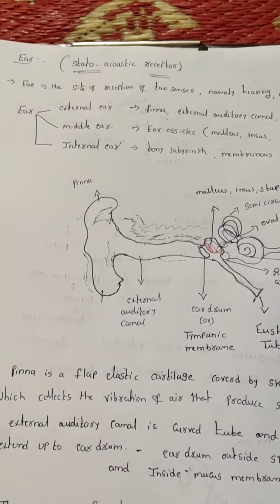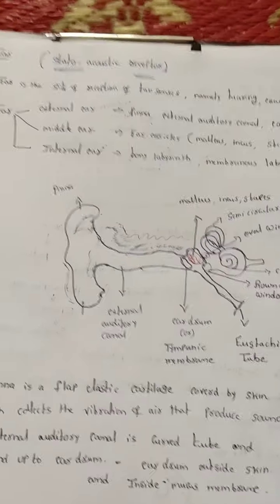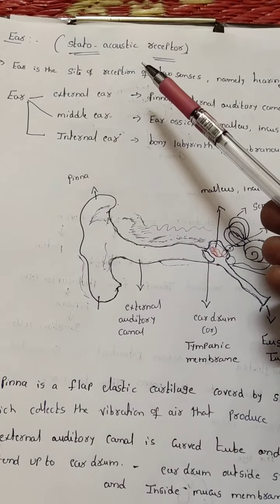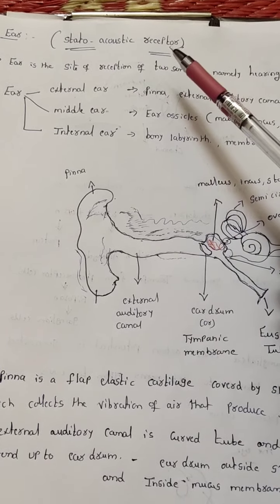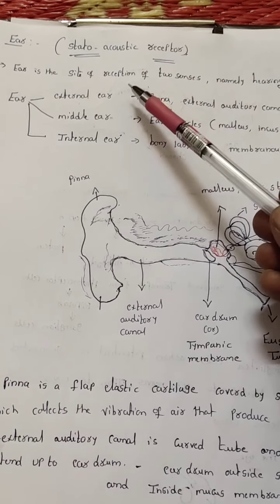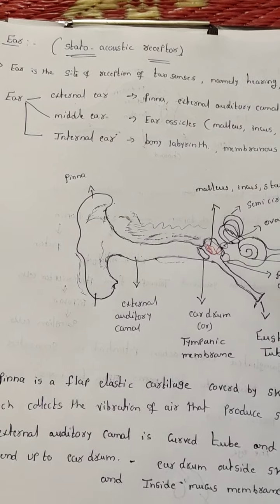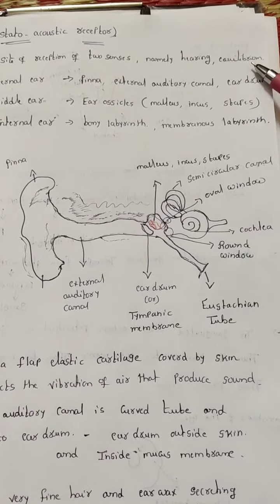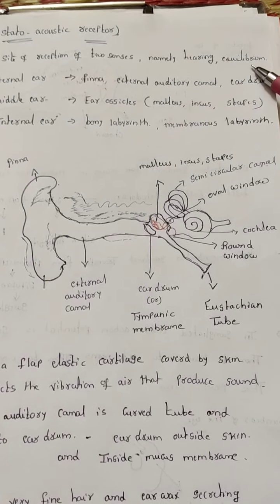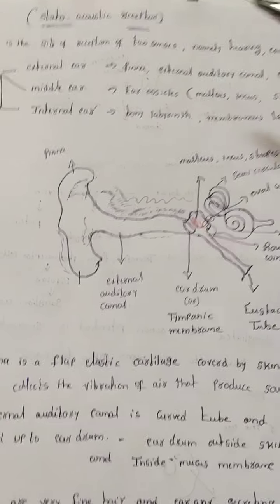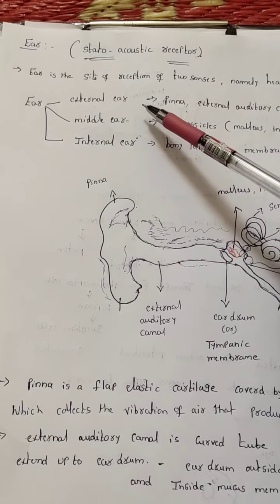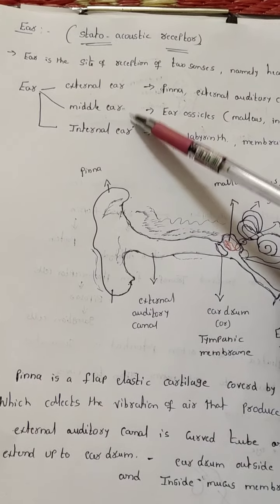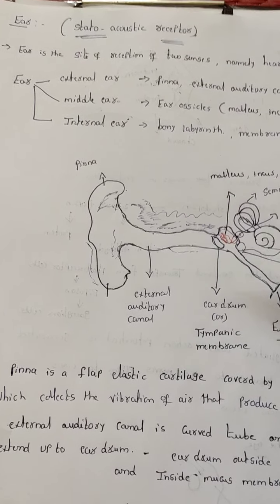Next we can go for the ear. See, the ear has receptors called statoacoustic receptors. The ear is the site of reception for mainly two senses. One is hearing, another is maintaining the body in an equilibrium condition. The ear can be divided into three parts. One is the external ear, another is the middle ear, another is the internal ear.